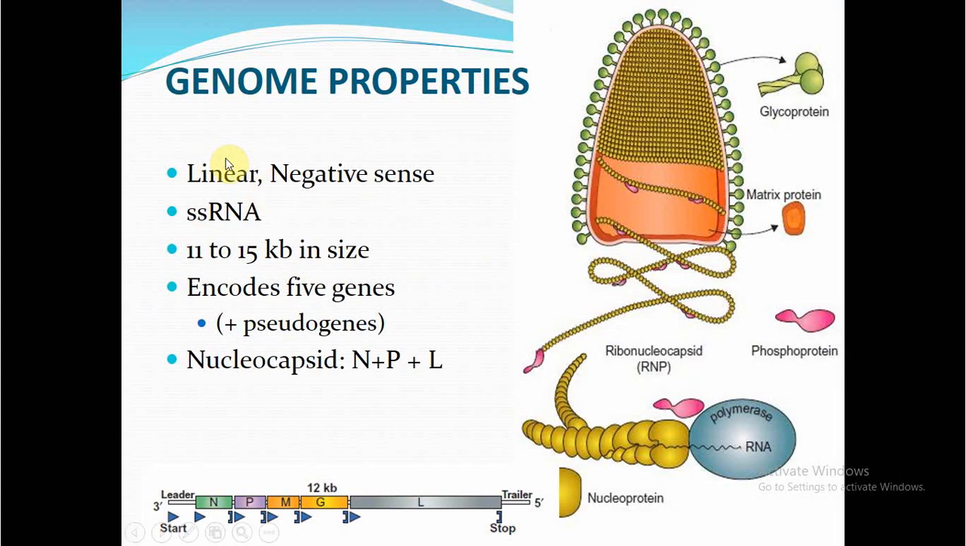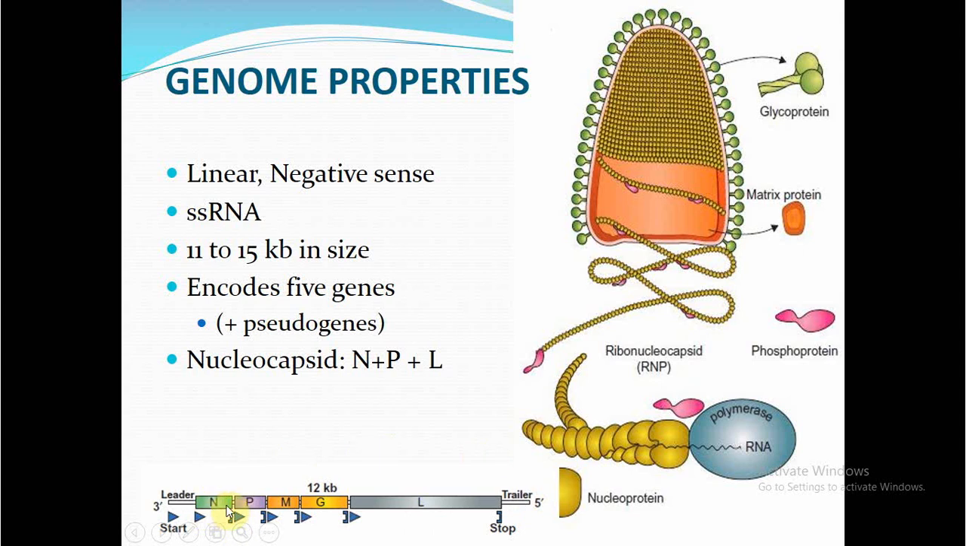These viruses have a linear, negative-sense, single-stranded RNA genome. This genome generally varies from 11 to 15 kilobases in size, and encodes 5 important genes. These genes are interspersed with various pseudogenes. Their functions are not known at this point of time, but they may play an important role. These 5 genes comprise various structural and non-structural proteins, and generally they are named N, P, M, G and L.